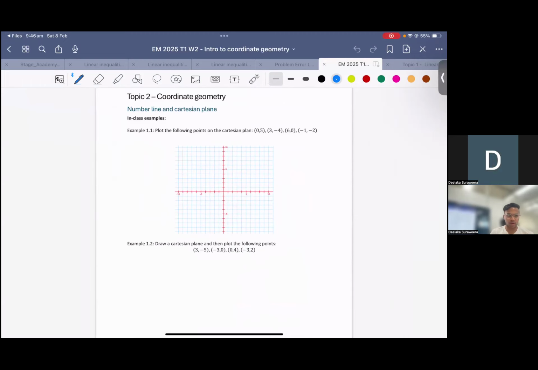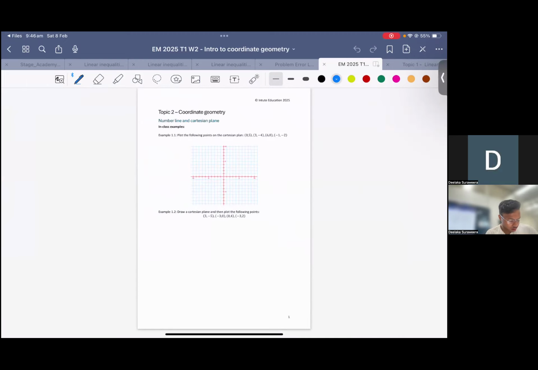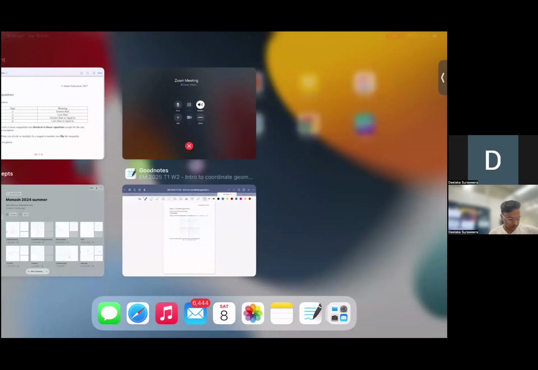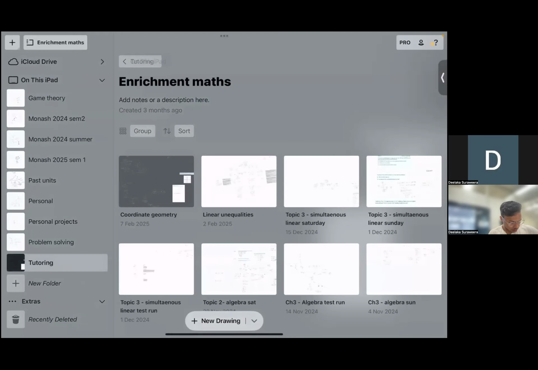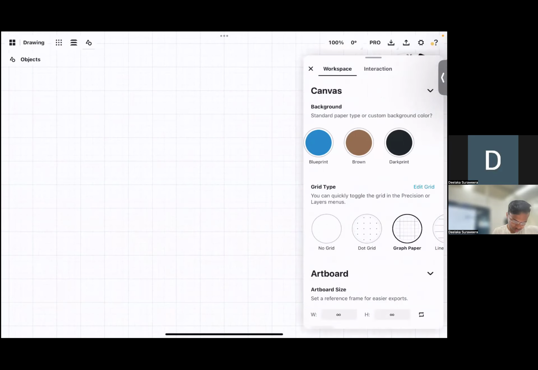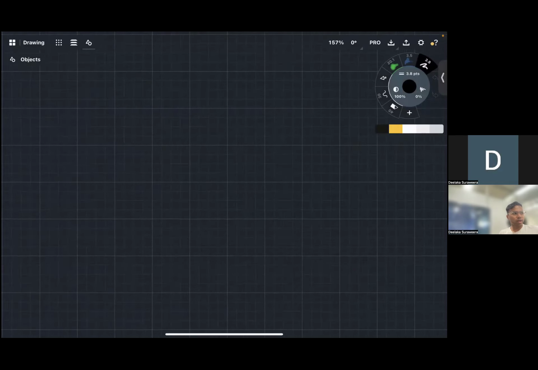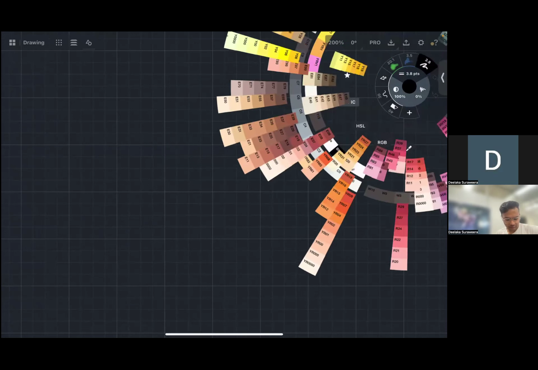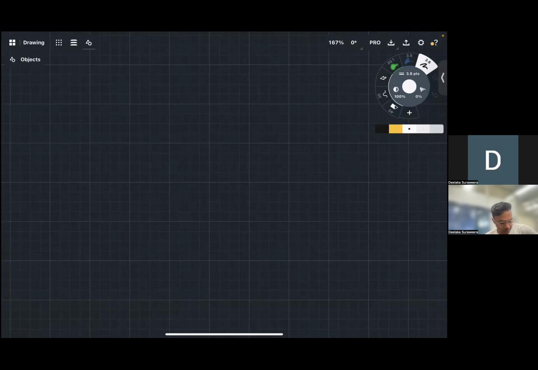Okay. Now coordinate geometry. What I do want to do is screenshot this. I will come back to this. You guys prefer the dark background or the lighter background? Dark background. I don't like the grids. Let me get rid of this.